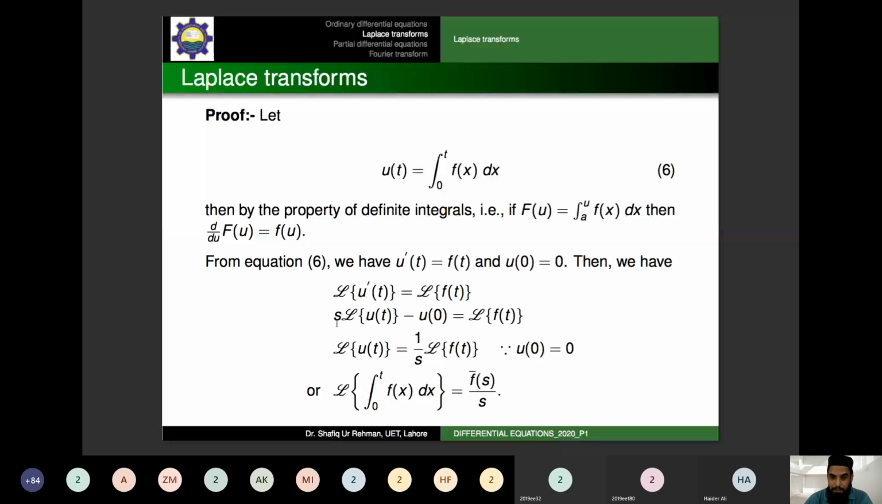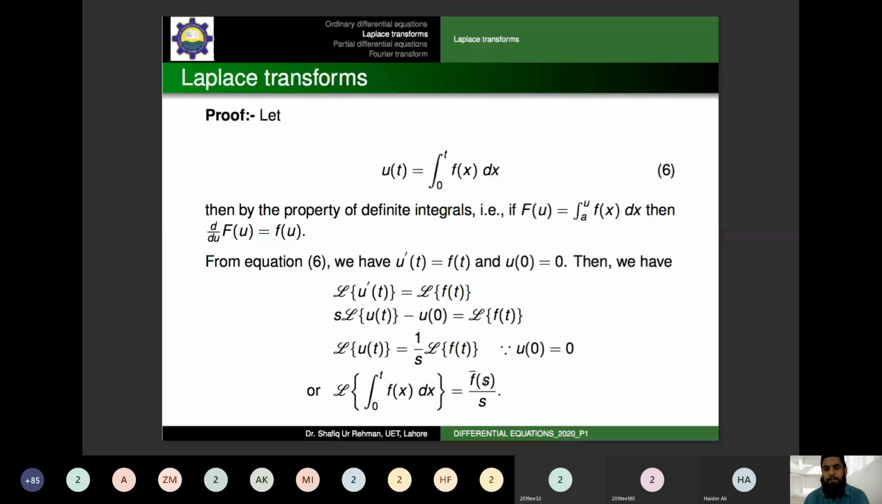What is u of 0? It's 0. And we know Laplace of f of t is f bar of s. So plug in all these components: u of 0 is 0, Laplace of f of t as f bar, and this s could be taken to the right hand side, so it will turn out to be 1 upon s. What is u of t? It was assumed as this whole combination, the integral over the interval from 0 to t. So this is how we prove that the Laplace of that particular integral will turn out to be f bar of s, which is Laplace of f of t, upon s.